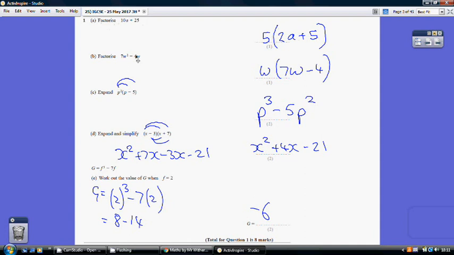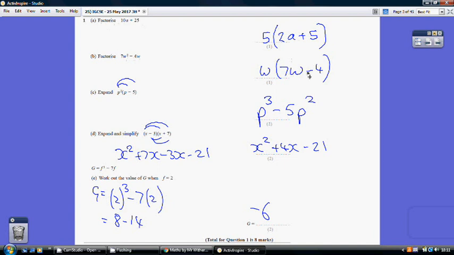Now for part B, there isn't a whole number that goes into both 7 and 4, so we can't take a number outside the bracket. It's only a W that we can take outside the bracket. So W open bracket. W times what gives us 7W squared? Well, that's 7W. W times 7W is 7W squared.